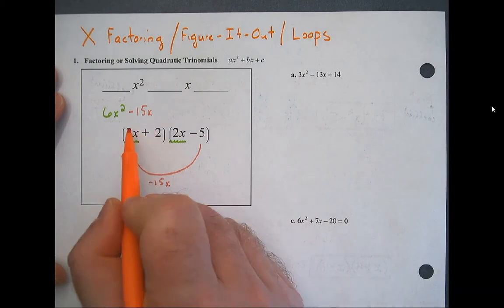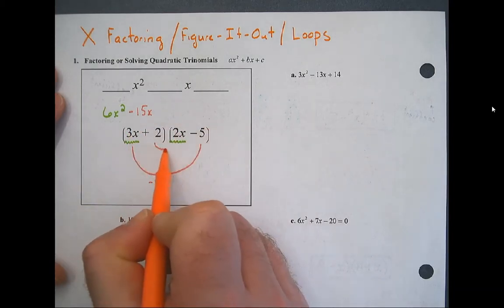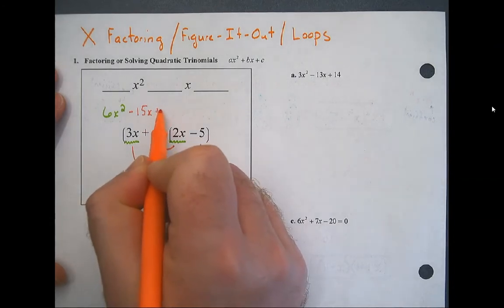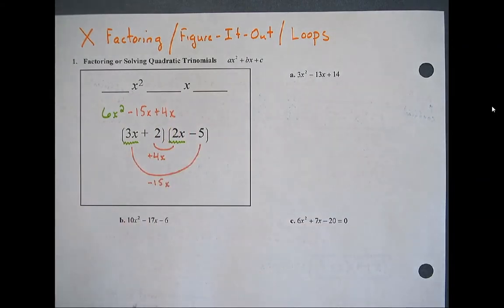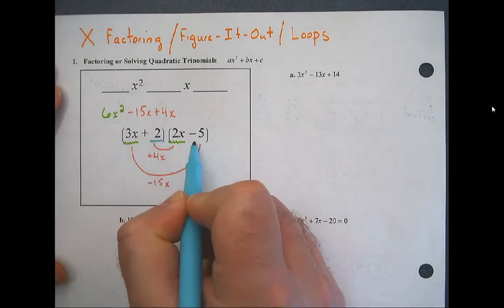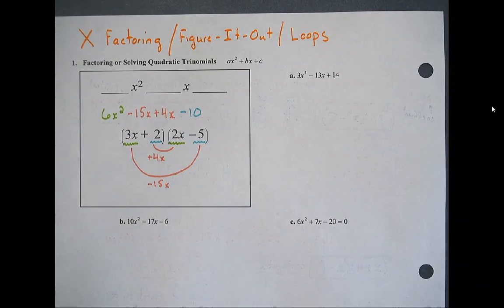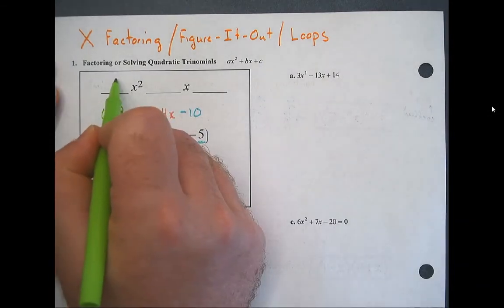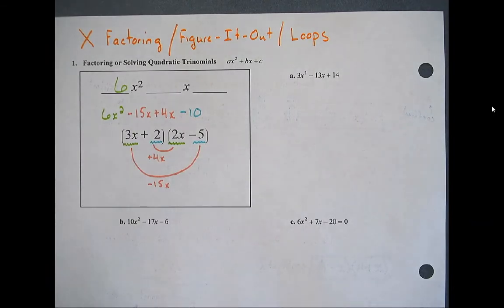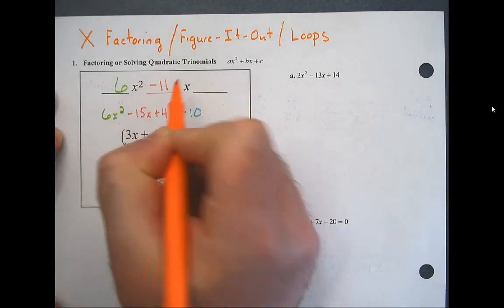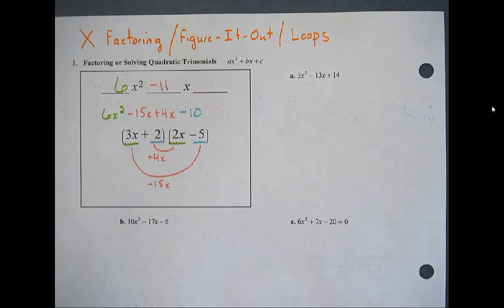Then, so you've done the 3x to both of them. Now you're going to do the 2 to both of these. 2 times 2x is 4x. And then lastly, you would distribute the 2 times the negative 5, and you would get negative 10. So now when I combine like terms, I get 6x squared minus 11x minus 10.